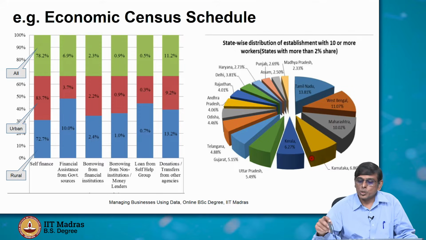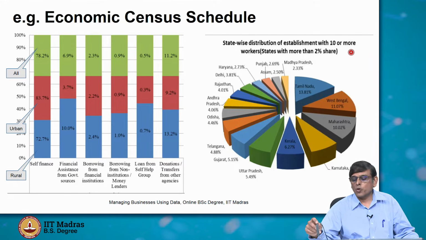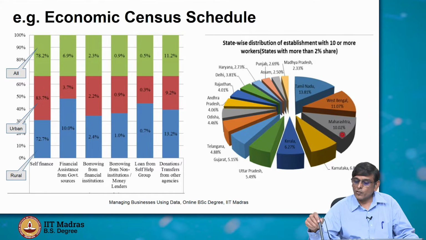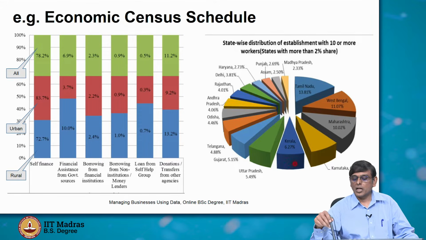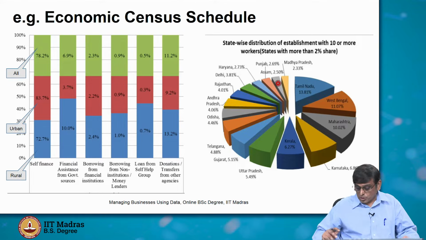This chart on the right side shows how many establishments there are with 10 or more workers, right? Which states, what percentage of the establishments with 10 or more workers, how are they distributed? So you can see that a very large number of establishments with 10 or more workers are in Tamil Nadu. 14% are in Tamil Nadu, 11% in West Bengal, Maharashtra. So these states, Tamil Nadu, West Bengal, Maharashtra, Karnataka, Kerala, account for 14, 11, 25, 35, 7, 42, 48. Half the establishments are in these states, right? And some states have hardly any. So that's what this picture says.